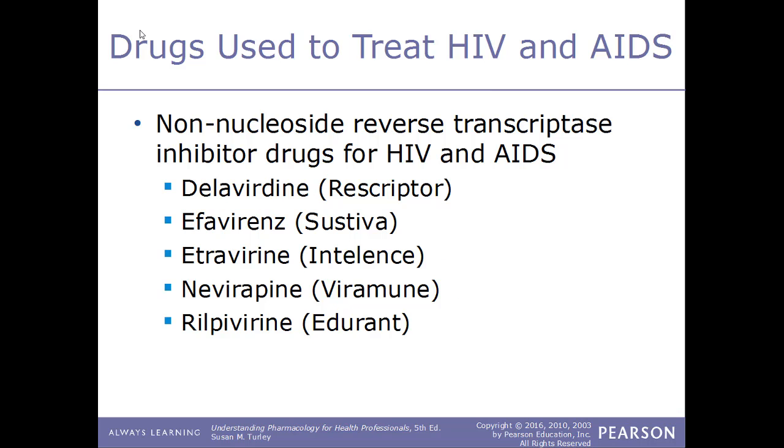Some examples of this type of drug would include delavirdine, also known by the trade name Rescriptor, efavirenz, known by the trade name Sustiva, etravirine, known by the brand name of Intelence, nevirapine, known by the trade name of Viramune, rilpivirine, also known by the brand name of Edurant.